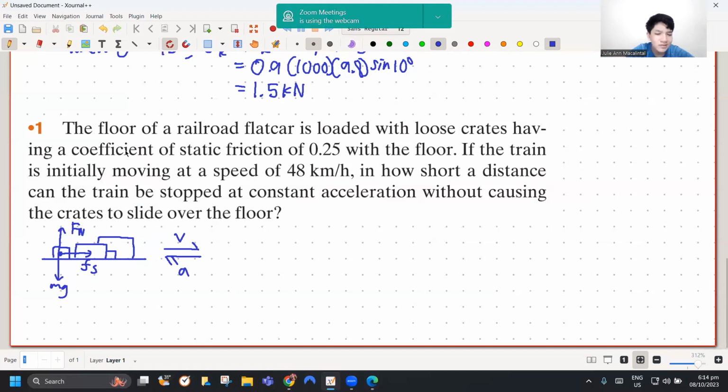Okay, so that's the acceleration. Now, the acceleration is to the left, right? Okay, now look again at your free body diagram.